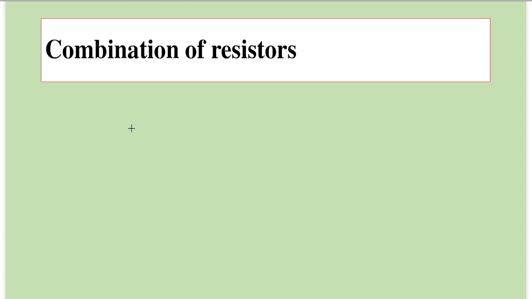Let us study about combination of resistors. Resistors are combined in different ways to obtain a desired resistance value. This combination is of two kinds primarily. The first combination is called series combination, and the second kind of combination is called parallel combination.